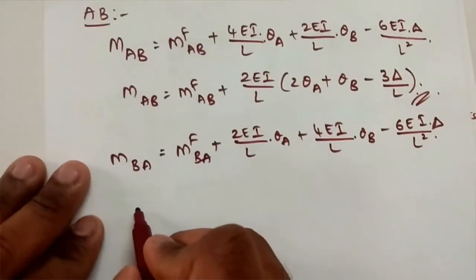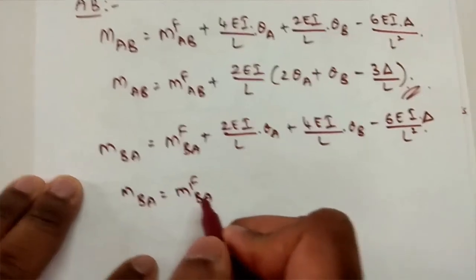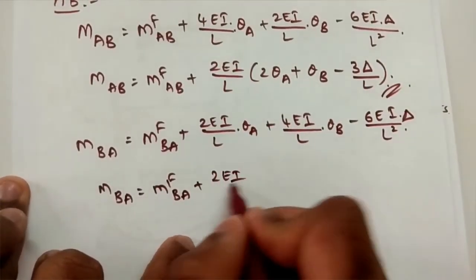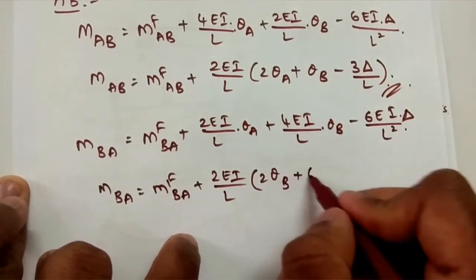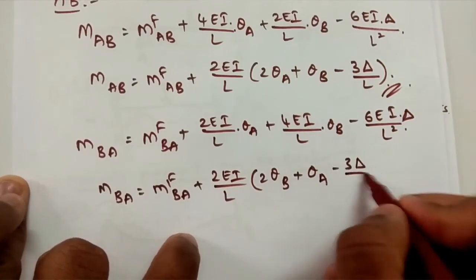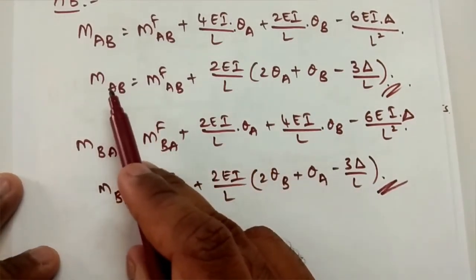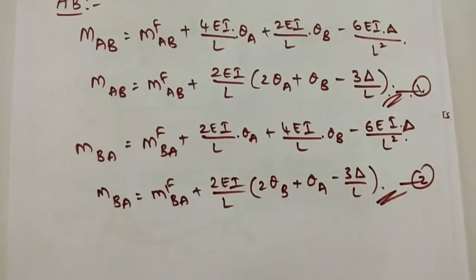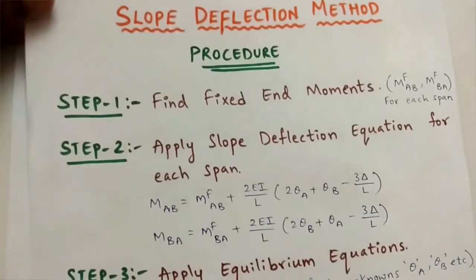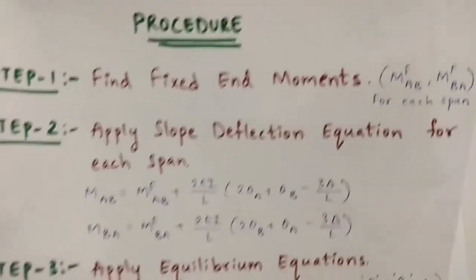Now after simplification I will get MBA value, that is MFBA plus, taking 2 EI by L common, 2 EI by L into 2 theta B plus theta A minus 3 delta by L. So these are the slope deflection equations, MAB and MBA. This is the derivation of formula of slope deflection method, which we have already discussed before the procedure. If you have not watched this video, I will give the link of this video in the description box.